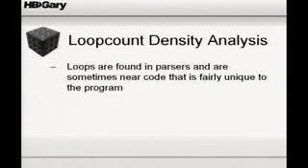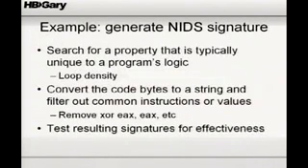Loop count, again, really close to all parsers. Parsers, I keep going back to parsers because that's the place you want to look if you're doing exploitation analysis, which is another big area that HBGary works in. So we do a lot of work around the parsers. Now, parsers can also help us find very unique code that's specific to a particular program. So a use case you might want to pursue with this is automatically generating NID signatures. And this is going back to incident response again. So you search for some sort of program logic that's typically unique to a program. And loop density happens to be one of those things.